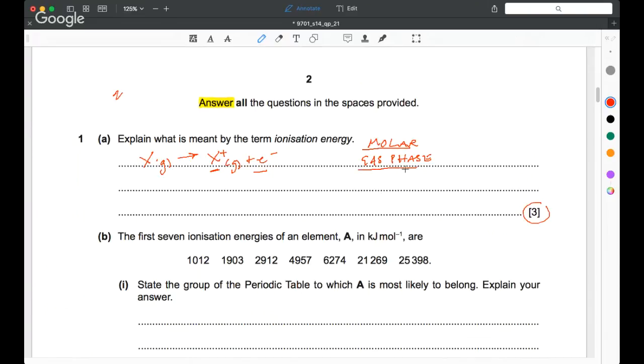So to fully explain that, you'd say that the ionization energy is the energy required to remove 1 electron from each atom in 1 mole of gaseous atoms to form 1 mole of gaseous ions. So that's the kind of language that you're using, but the key points that the examiner is looking for is the formation of the single cation, a molar amount, and taking place in the gas phase.